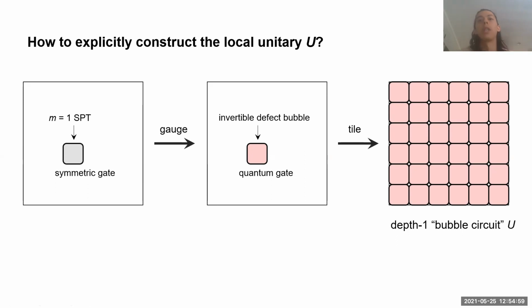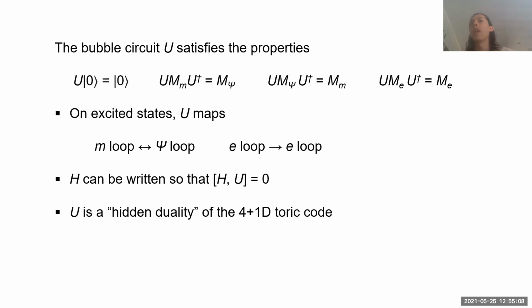And we have explicitly carried out this procedure and have explicitly constructed this circuit U. And what we find is that indeed this bubble circuit U preserves the ground space. It maps closed membrane operators in this way, and on excited states correspondingly maps loop excitations in this way. And so for this reason, we say that this unitary is a hidden duality of the 4+1d loop-only toric code.